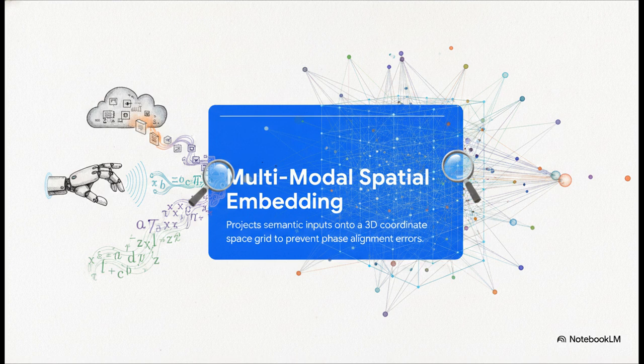Think of this as a universal translator for literally any input modality. Whether the system is ingesting high-density tactile pressure data from, say, a robotic skin, or parsing an unstructured text prompt about complex math, it projects those disparate inputs onto a uniform, continuous 3D coordinate space. This is absolutely crucial because it prevents phase alignment errors when the system inevitably has to mix different types of data.